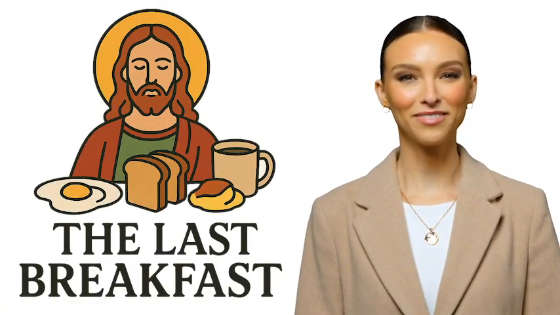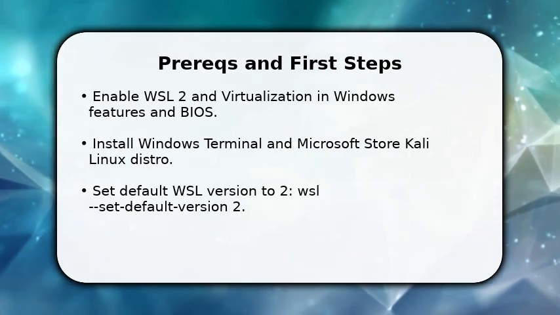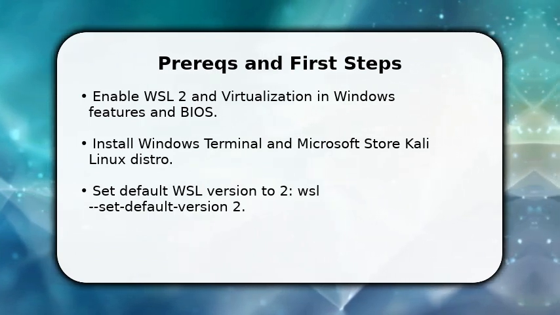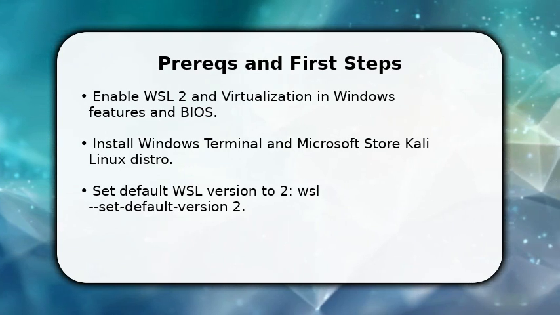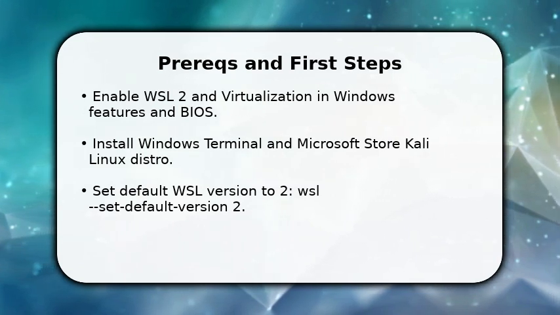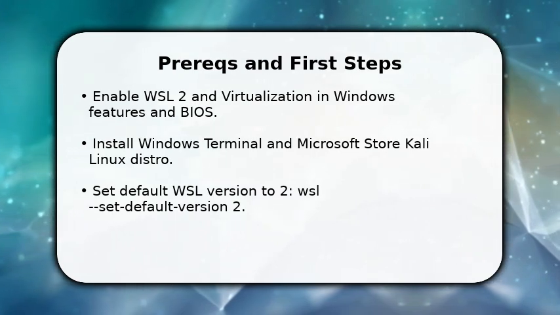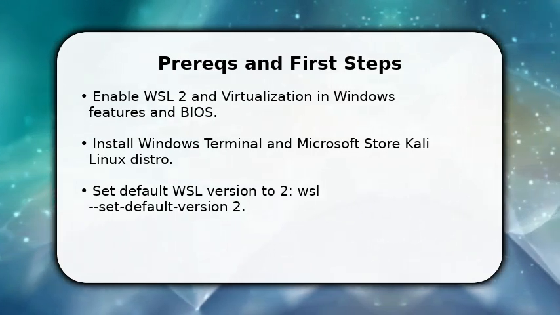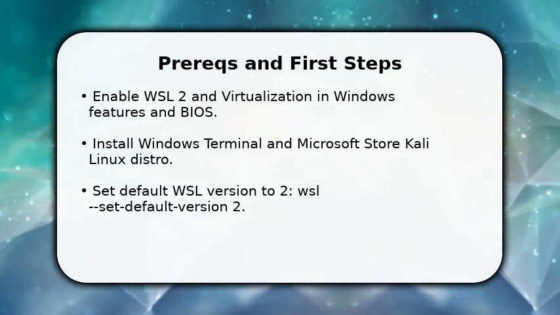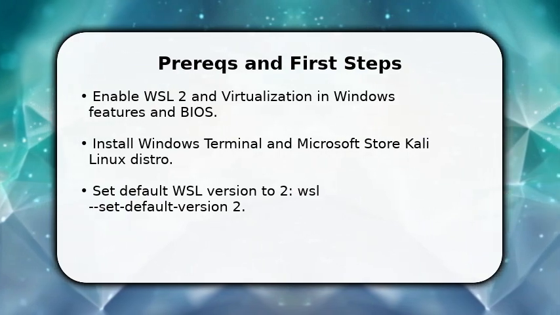Please enjoy the video. You start by enabling WSL2 and virtualization in Windows features, and, if needed, your BIOS. Once done, install Windows Terminal from the store and add the official Kali Linux distro. You must set WSL default to version 2 with wsl --set-default-version 2 so you get full compatibility. This avoids legacy limitations. Create your Kali user account on first launch and update packages with sudo apt update and sudo apt upgrade. This gets you ready to use the Kali terminal on Windows.